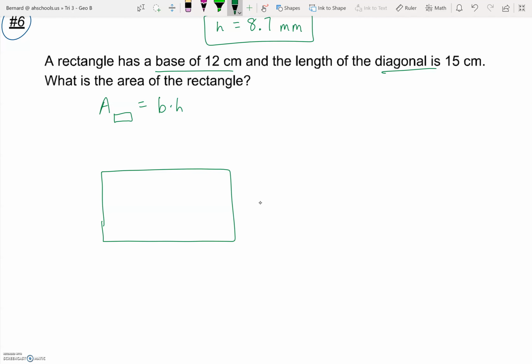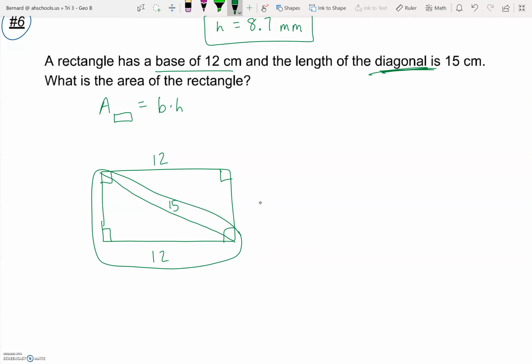I'm just going to consider the bottom the base, so I'm going to write a 12 there. In a rectangle, remember, bottom and top would be the same, so the top is 12 as well. And then it says diagonal is 15. A diagonal connects opposite corners. That'll be a 15. Remember, every rectangle, 4 right angles. And that's crucial because if we look at like half of this rectangle, it makes a right triangle.